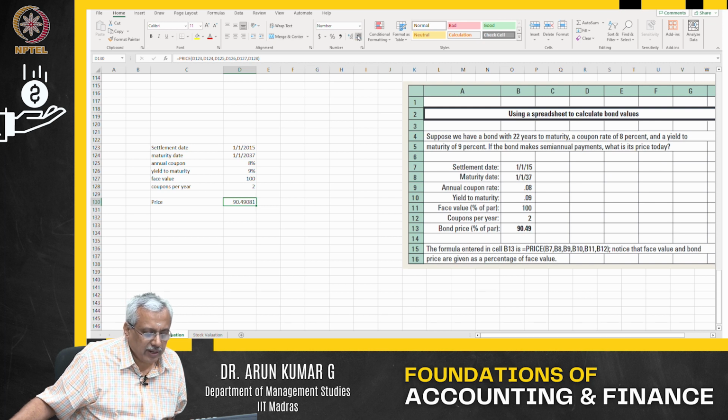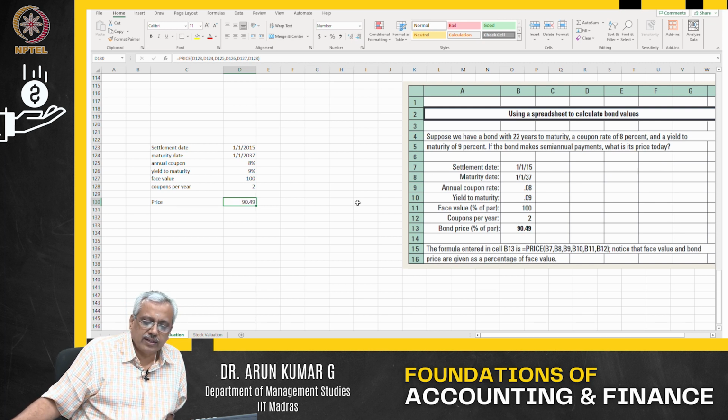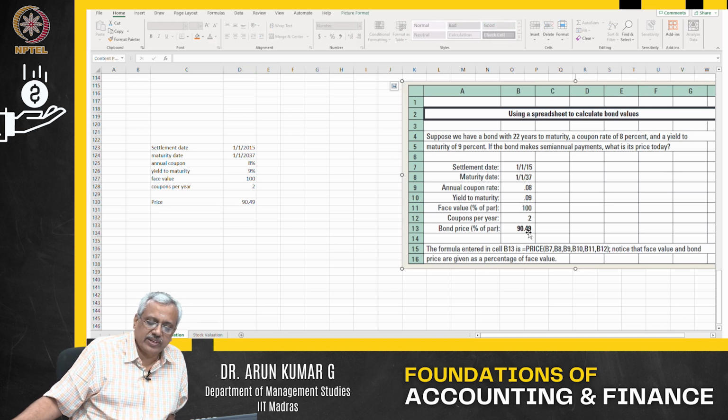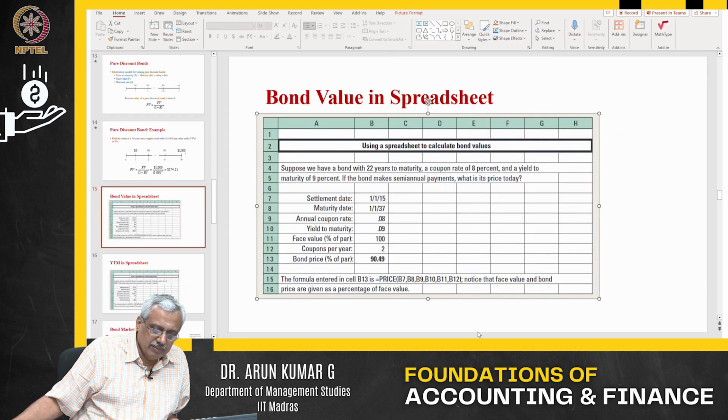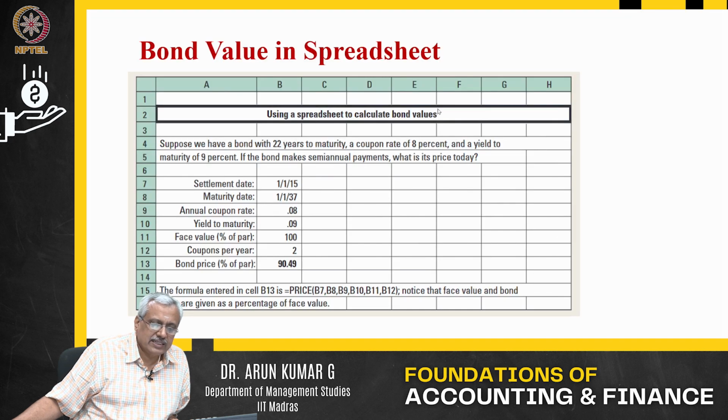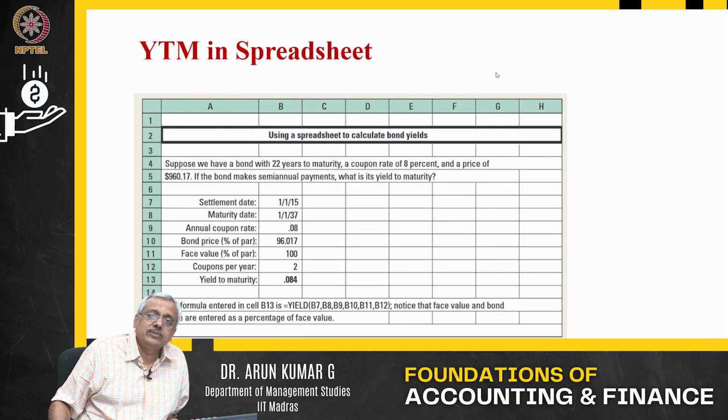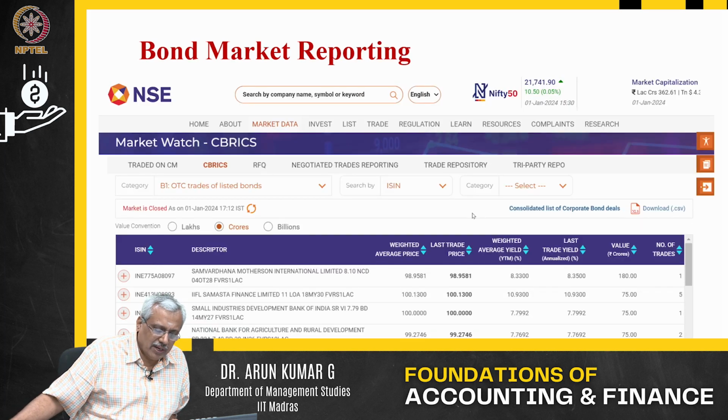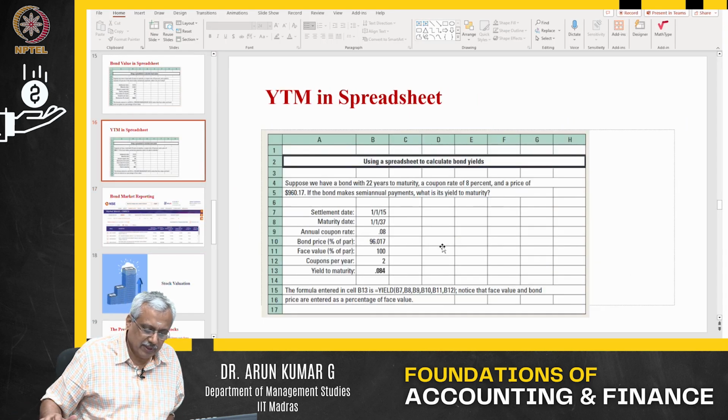So, I can buy this bond at about 90.49. That is the bond price as a percentage of par. You can see that this is the same answer we saw in the spreadsheet calculation, 90.49. I basically got the same number. Similarly, you can use a spreadsheet to look at the bond value, and you can also calculate yield to maturity.